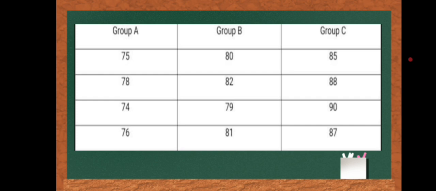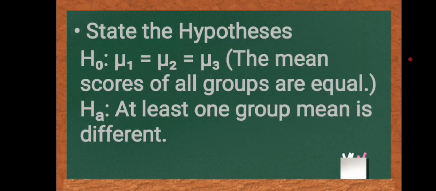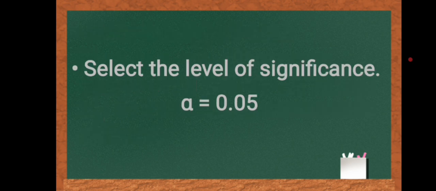Here are the test scores for each group. Now, we start by stating our hypothesis. The null hypothesis: the mean scores of all groups are equal, and the alternative hypothesis: at least one group mean is different. Next, we use a significance level of alpha equals 0.05.